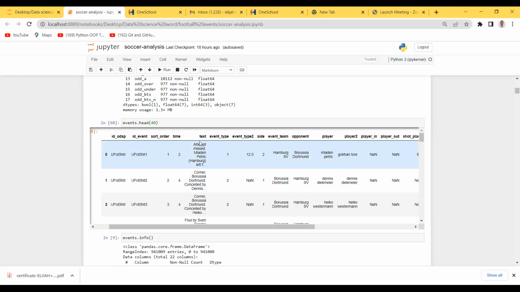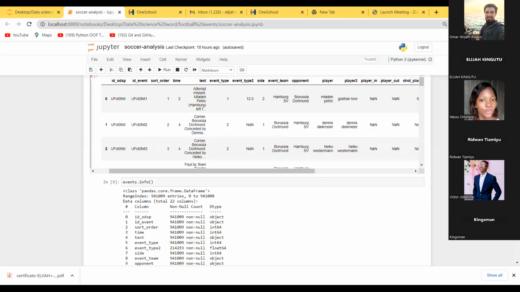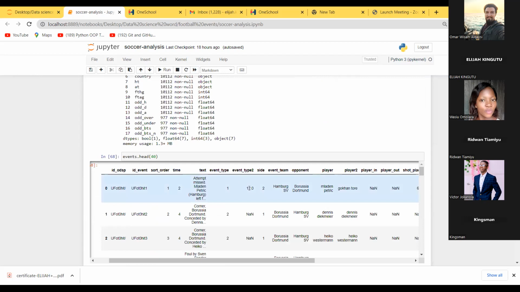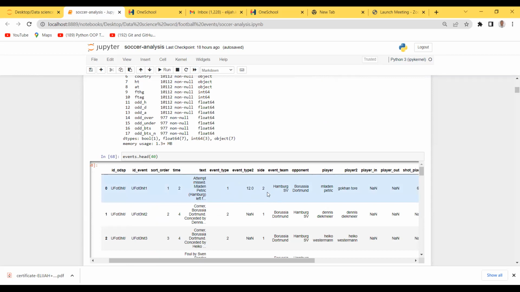This is an attempt missed. Then we saw 1, what did 1 mean? An attempt 12 is a key pass by the away team. So it is an attempt which is a key pass by the away team. Is it okay? Yeah. Okay, so the event team is the team.